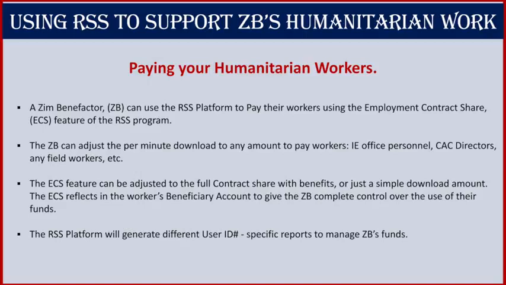The Employment Contract Share feature can be adjusted to the full contract share with benefits, or just a simple download amount. The ECS reflects the worker's beneficiary account to give the ZIM benefactor complete control over the use of their funds. The RSS platform will generate different user ID numbers, specific reports to manage the ZIM benefactor's funds.